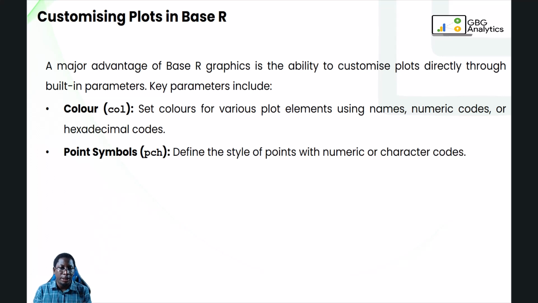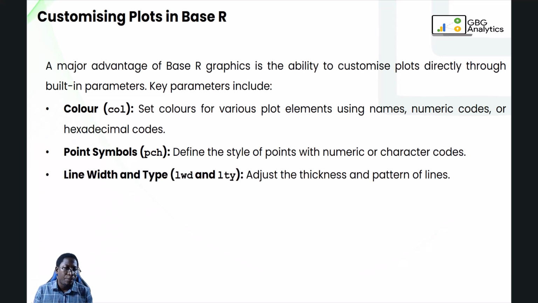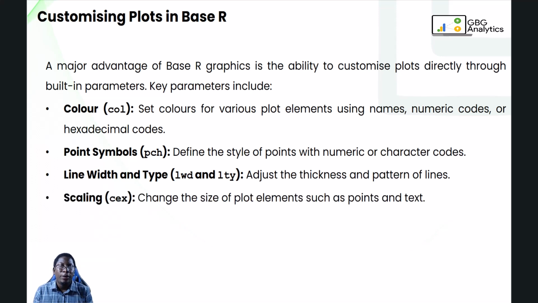We also have the pch for point symbol. The pch chooses different symbols, for example, circles, triangles, etc. for points in your plot. Then we also have the lwd and lty for line width and type. This adjusts the thickness and the style of lines such as solid, dashed, or dotted. We also have cex for scaling of element sizes. This changes the size of points and text to improve clarity.